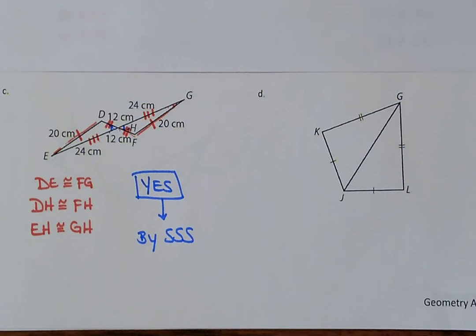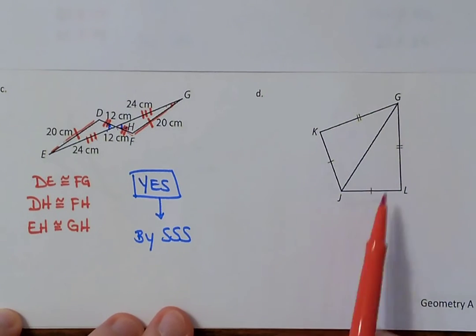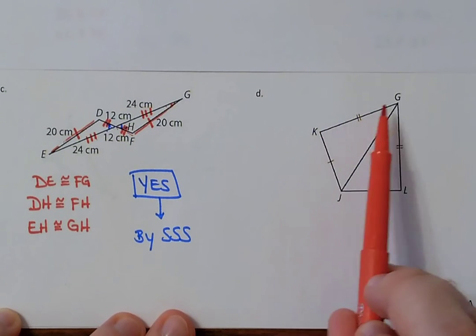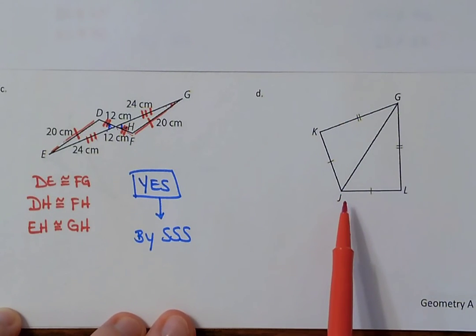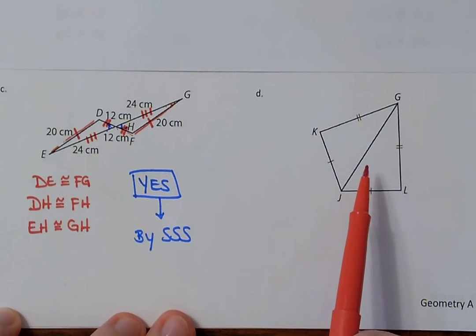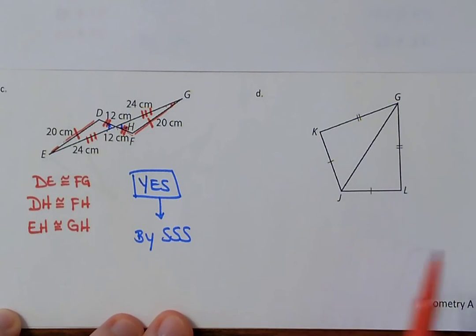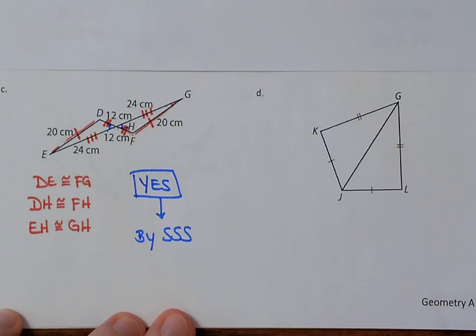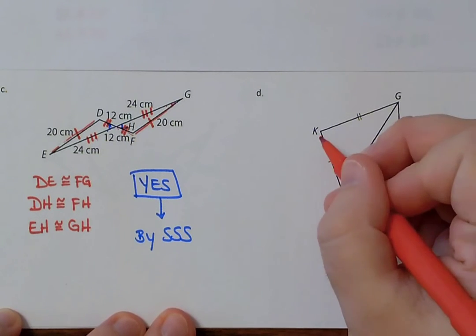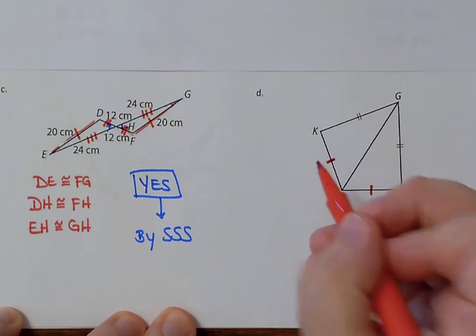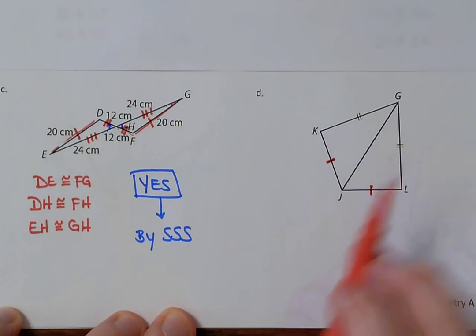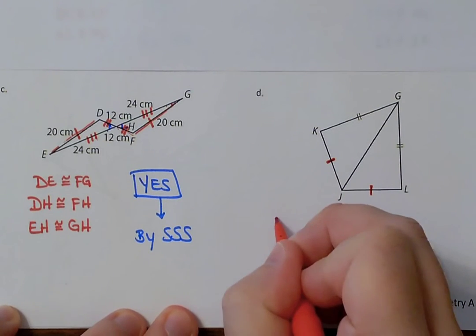Okay, the last one for part D, we have our diagram like such. So we have KGJ and LGJ. That's fun. So we have these two triangles, and we have to state whether or not they are congruent to each other. If we start with the fact that KJ has one congruent tick mark, I also see that on my other triangle JL has one congruent tick mark. Because these have one tick mark, that means that these two are congruent to each other.